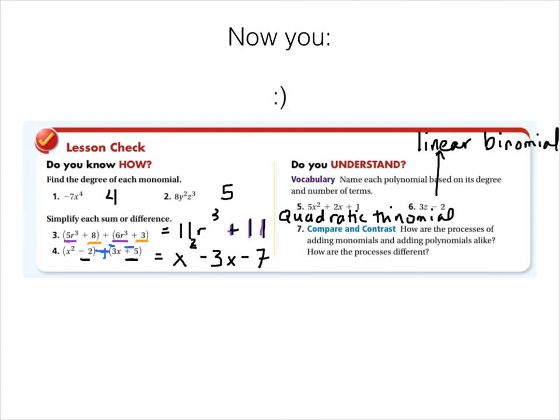All right, compare and contrast. How are the processes of adding monomials and adding polynomials alike? How are the processes different? I think that's a really silly question, math book, for you to ask. So I've decided that we don't want to answer that. We know that when we're adding monomials, it's individual terms. When we're adding polynomials, it's more than one term.